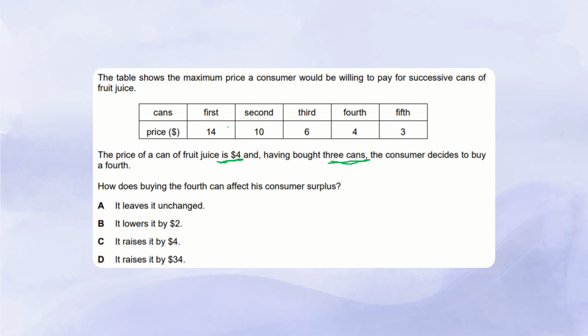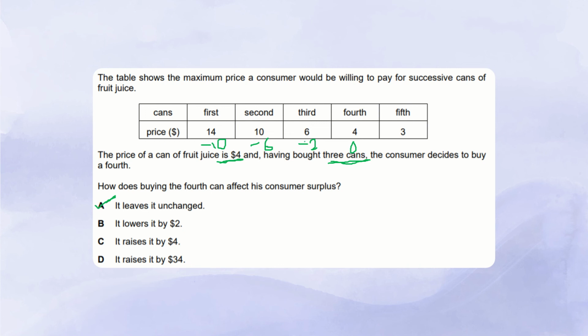So initially he was buying the first at 14. Okay, so his consumer surplus is minus 10 because there is no surplus. He is paying more than he should be. Then this would be minus 6 because he's paying again more. This would be minus 2, and this would be 0. All right, because at $4 that's the price, and the fourth can is also $4, so it will leave it unchanged. All right, it will leave it unchanged because the consumer surplus is 0.